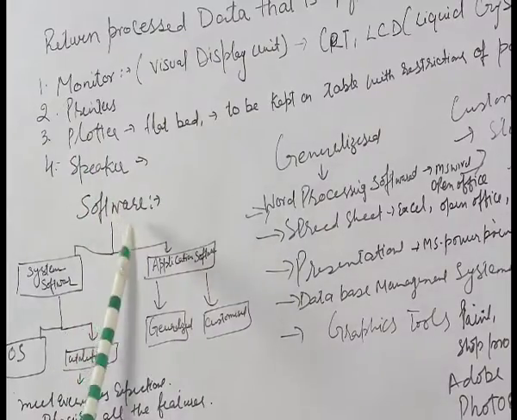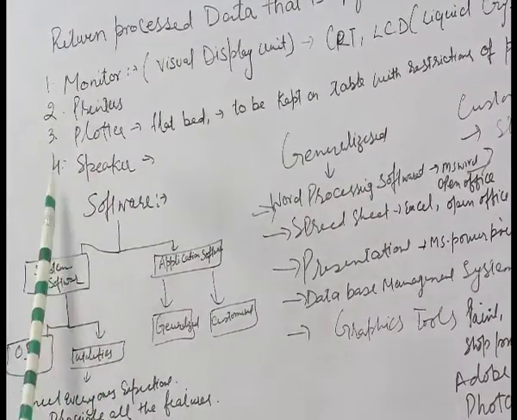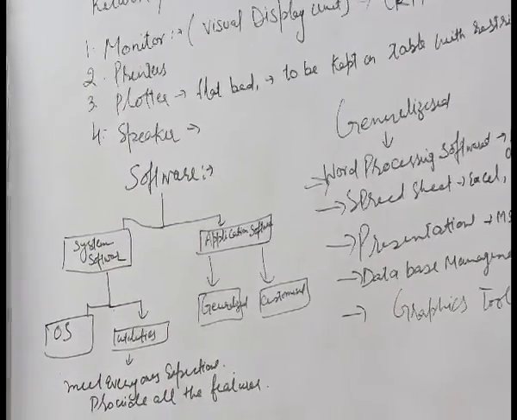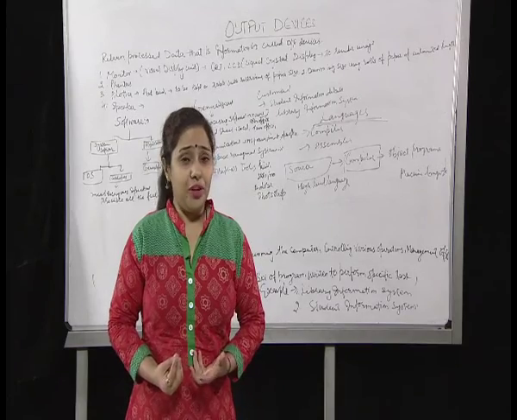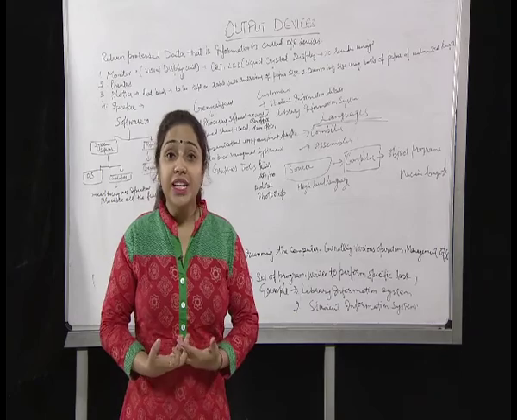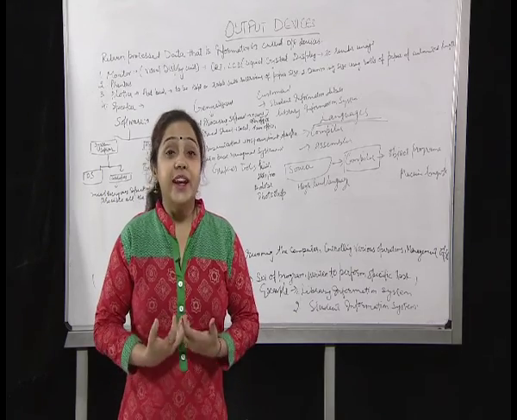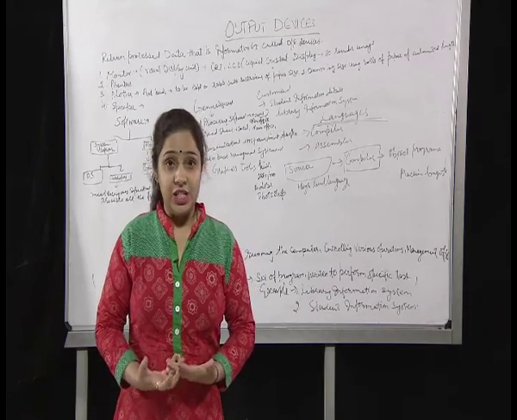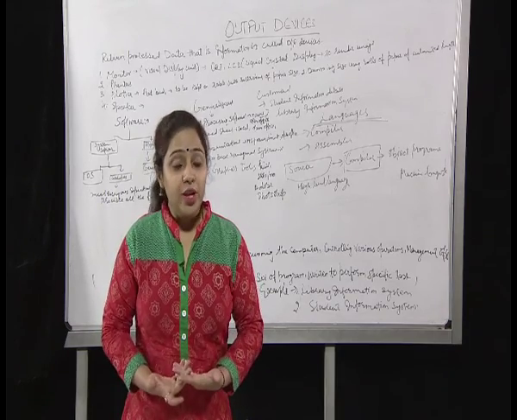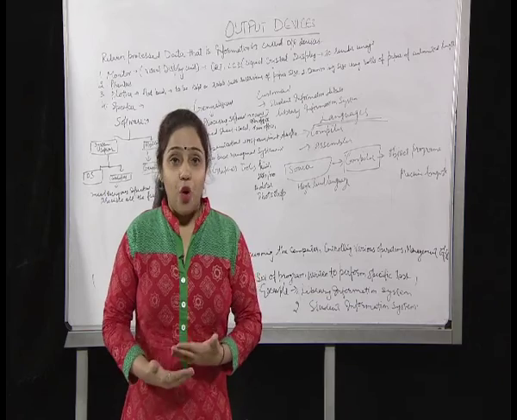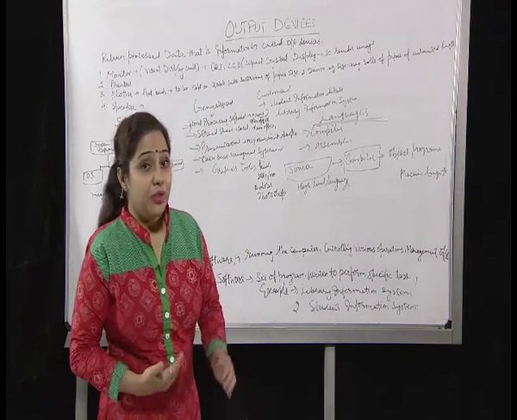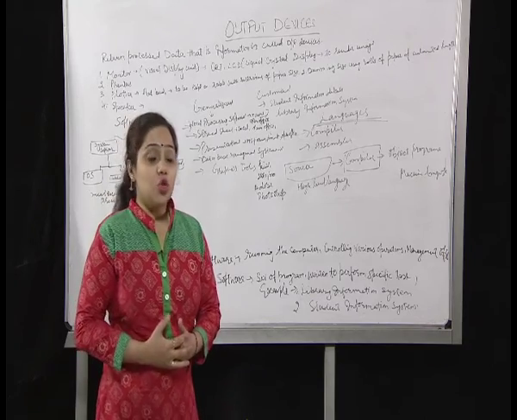Now I am going to discuss what software is. Everyone uses software, but we don't know what software basically is. Software is a set of programs, a set of instructions provided by us, the users, and the computer performs that set of instructions. So this is one of the main definitions of software.